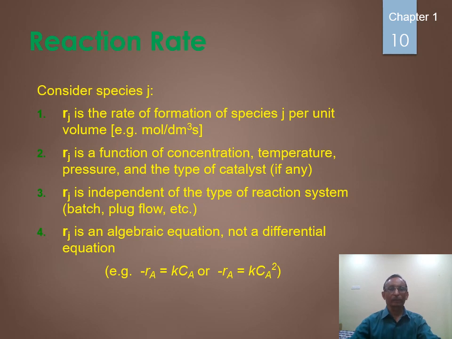Rj is independent of the type of reaction system. That is, you are going to design the reactors: batch reactor and plug flow. Under flow reactors, you have CSTR and plug flow reactor, PFR. Rj is an algebraic equation, not a differential form of the equation. Algebraic: minus Ra equal to K Ca, because minus Ra depends on the concentration of the reactant.